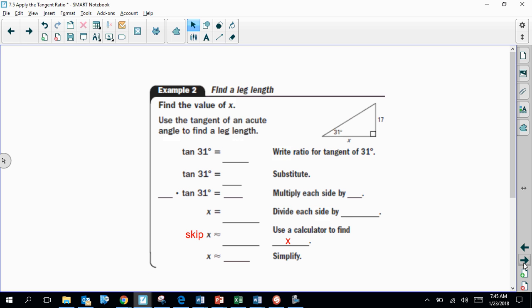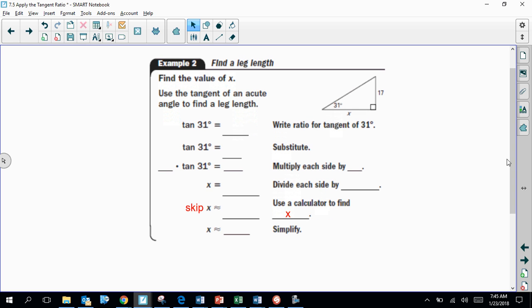So here, now that we know how to actually find the ratios for tangent, opposite over adjacent, how are we going to use that to find the missing side of a right triangle? In the example that we have here, we have a right triangle where one leg is 17 units long, one leg we don't know, so we call it x, and one of the acute angles is 31 degrees. So that 31 degree angle is our angle of reference. In this case, theta, gamma, whatever we use, theta is our 31 degrees.